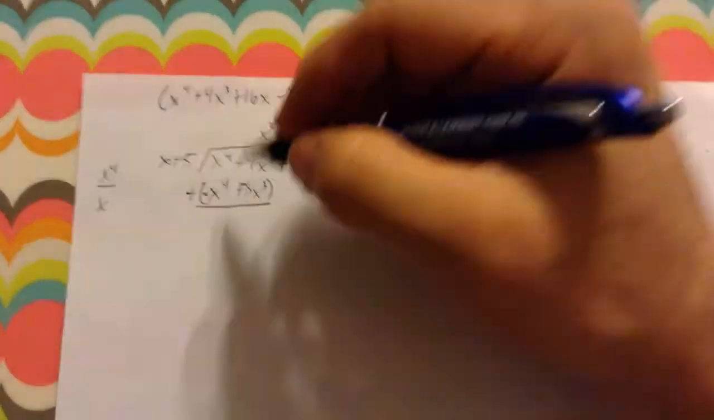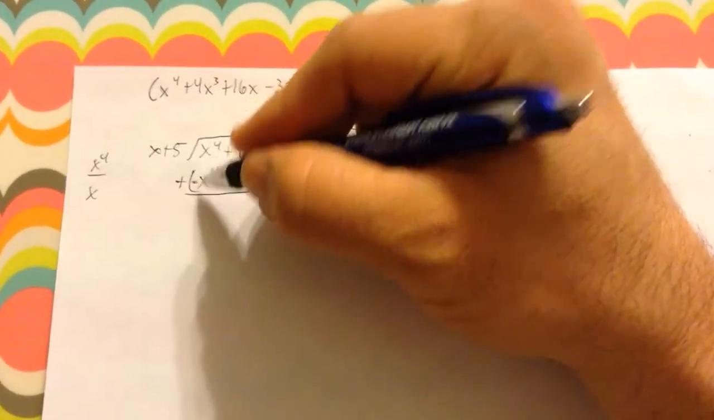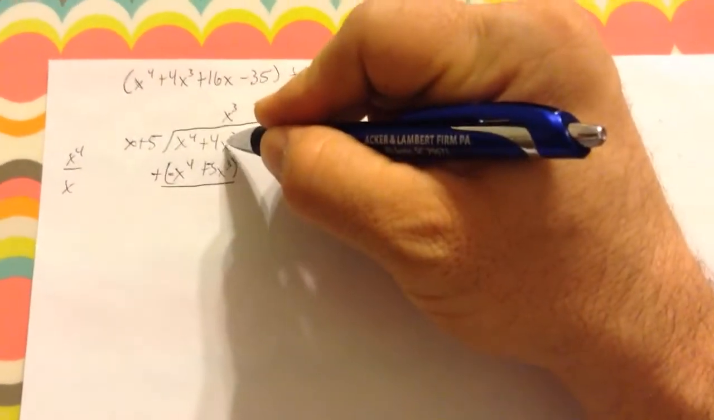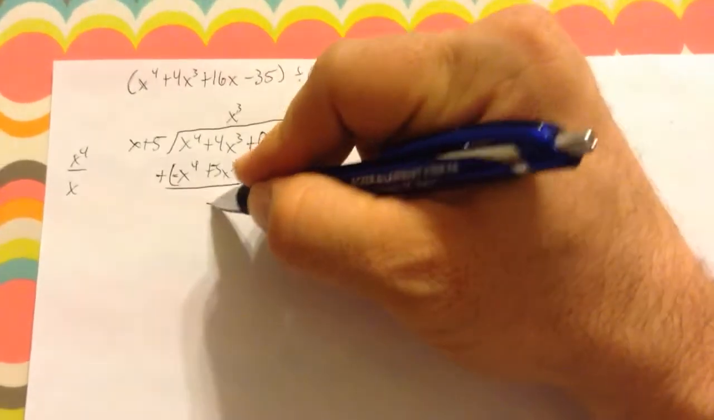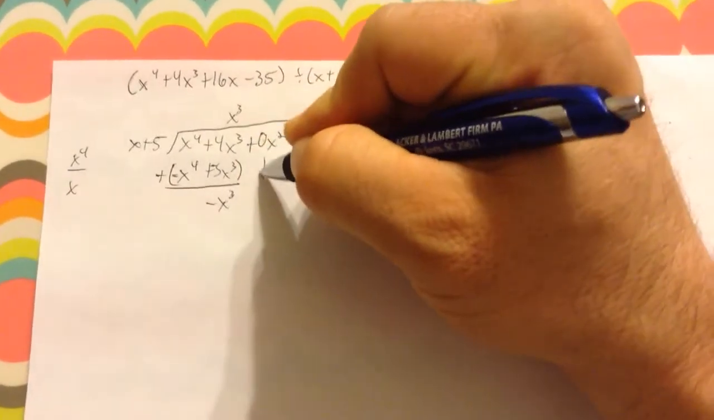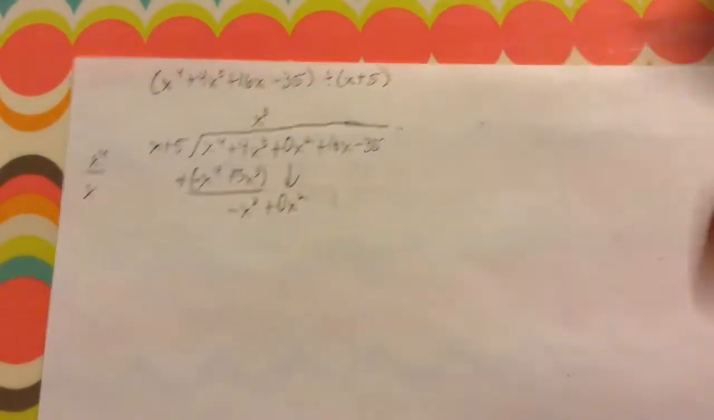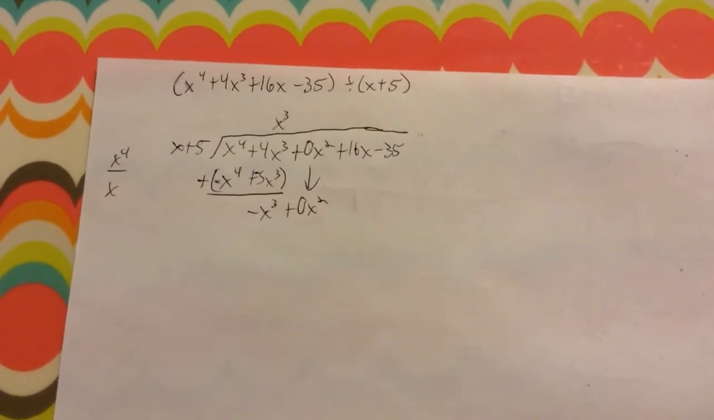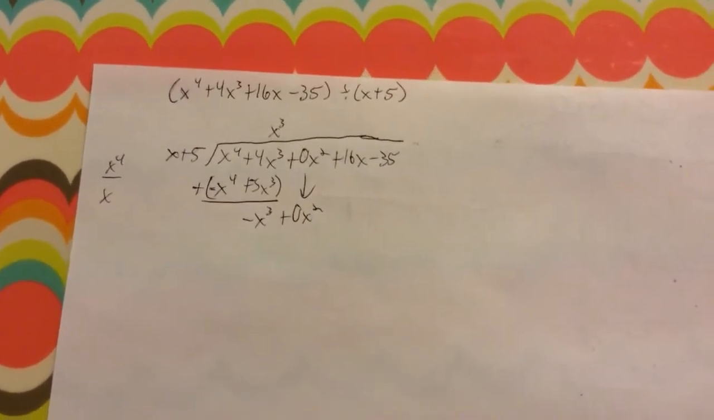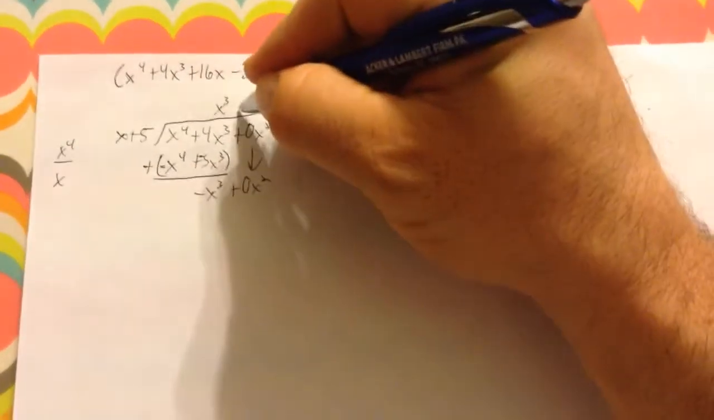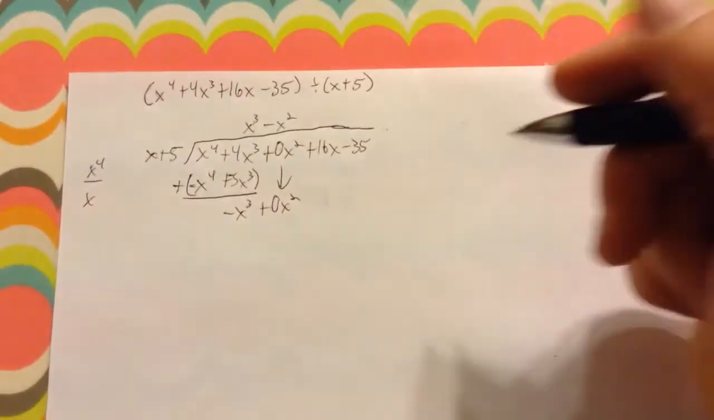So that makes this cancel out always. The first one will always cancel out. This is going to be 4x cubed and negative 5x cubed, which is negative 1x cubed. Bring down the 0x squared, and then you just repeat the process over and over again. I'm going to go through these next few steps really quickly, but it's just going to be the same process over and over. So negative x cubed divided by x is negative x squared.